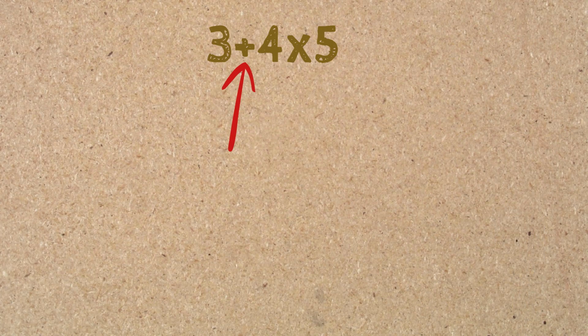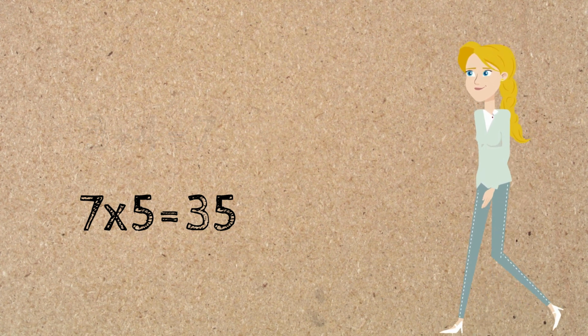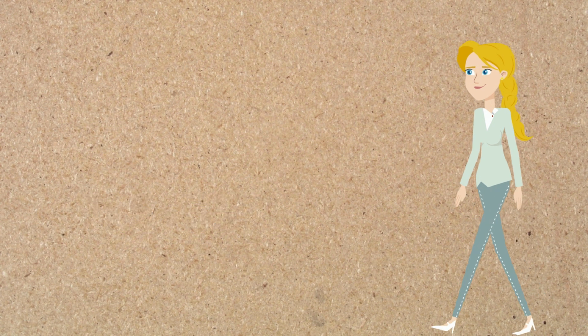One way to look at this example is to say, well, I'm going to do addition first. So 3 plus 4 equals 7, and then I multiply 7 by 5, which gives me 35. So 35 is my answer.